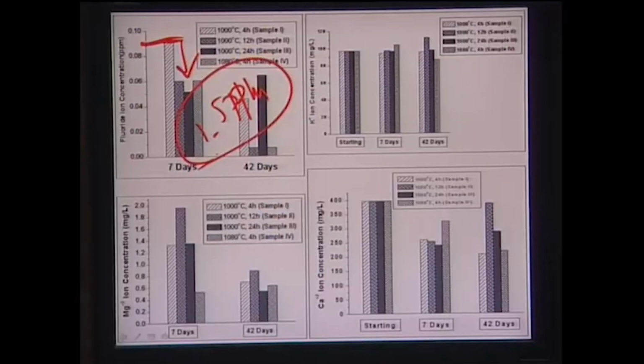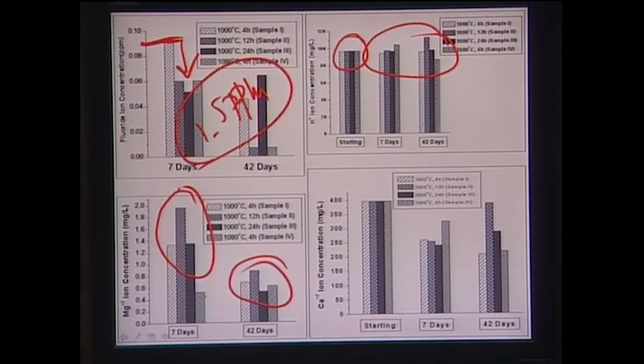The other thing is the potassium ion concentration. Your starting solution has some potassium at this level, and after 7 days or 42 days, even 6 weeks, there is not much increase in the potassium ion concentration. That means potassium ion is not released to a large extent. As far as the magnesium ion concentration is concerned, it is roughly less than 2 mg per liter, and it decreases at 42 days.